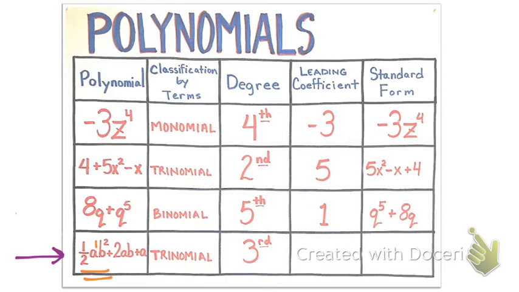If we write it in standard form, it would have the ab to the second first, then the ab would come next, and then the a. So our trinomial is already in standard form. And when we look at the coefficient on the very first term, the coefficient on the first term is 1/2. So the leading coefficient is 1/2 on this trinomial.